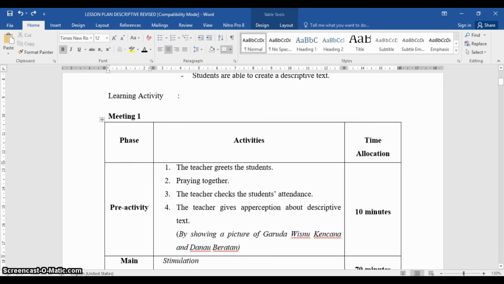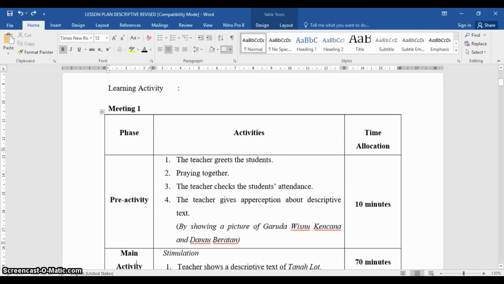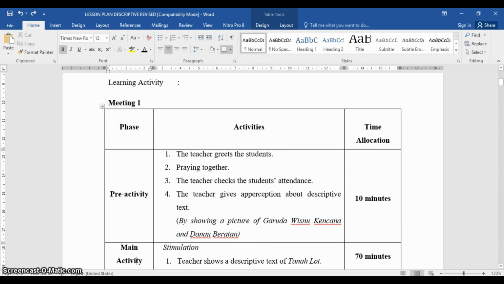Let's move to the learning activities. In this lesson plan, I also write for two meetings. In the pre-activity of the first meeting, as usual, the teacher will greet the students by asking how their condition is and by saying good morning, good afternoon, etc. And then the students and the teacher pray together.